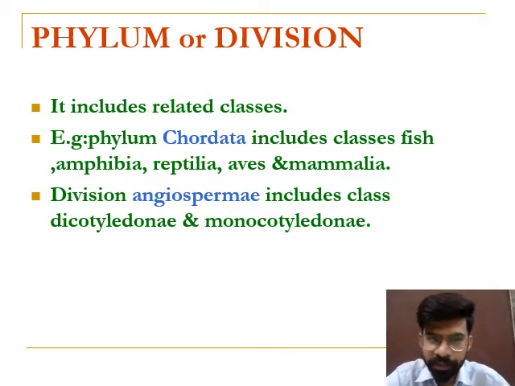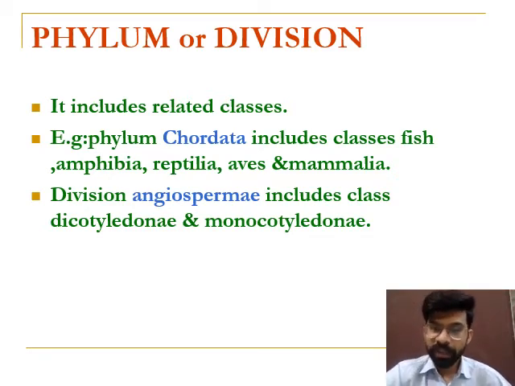Then phylum or division. When related classes combine, they form a phylum. An example of phylum is phylum Chordata. Phylum Chordata contains different classes: class Pisces, class Amphibia, class Reptilia, class Aves and class Mammalia. These different classes combine and are placed in a single phylum known as Chordata.